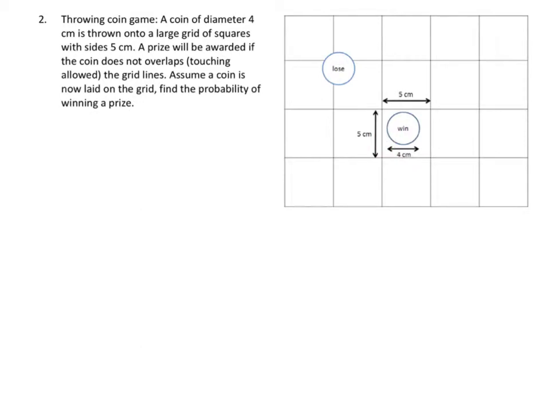Now we have to find the probability of winning a prize, given that the coin is laid on the grid. And note that the dimensions of the grid are given. It is a square of 5 cm by 5 cm. And the diameter of the coin is 4 cm. That means the radius is 2 cm.